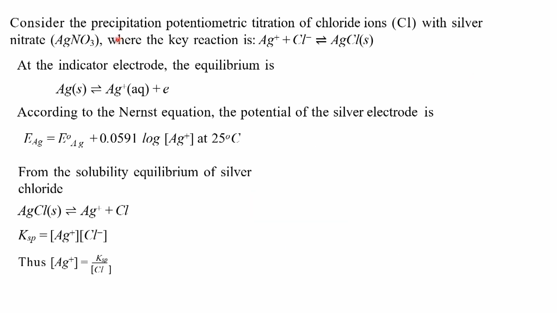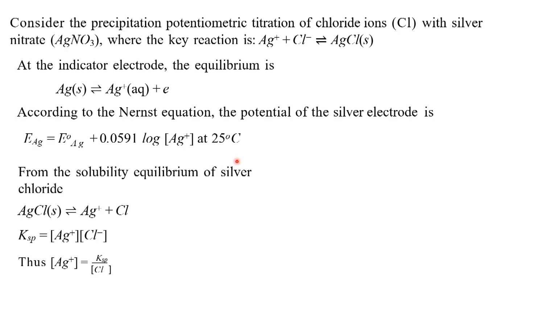Now consider one example: the potentiometric precipitation titration of chloride ion with silver nitrate, where the key reaction is Ag+ plus Cl- gives AgCl. At the indicator electrode, the equilibrium is Ag in equilibrium with Ag+. According to the Nernst equation, the potential of the silver electrode will be E Ag equals E naught Ag plus 0.059 log of the concentration of Ag+, because the concentration of solid Ag is 1, at 25 degrees Celsius.